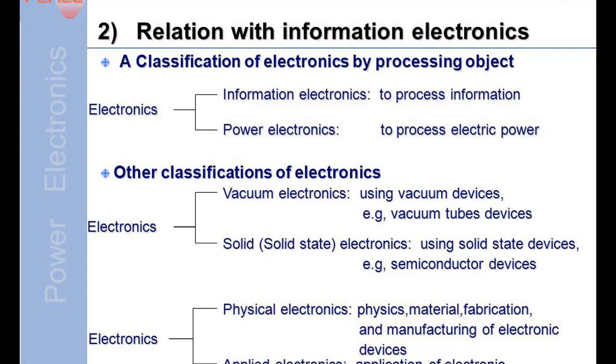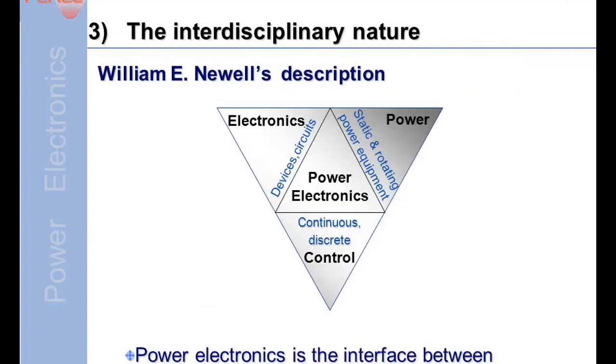Other classifications of electronics. The interdisciplinary nature. William E. Newell's description: electronics, with devices and circuits; power, with static and rotating power equipment; power electronics, with continuous and discrete control. Power electronics is the interface between electronics and power.